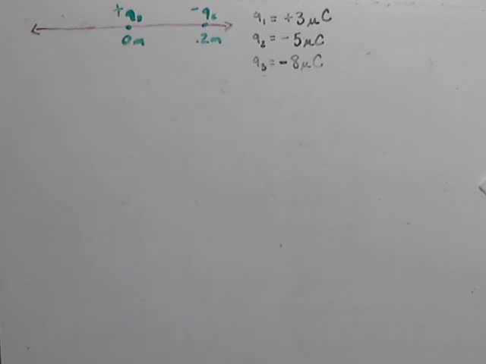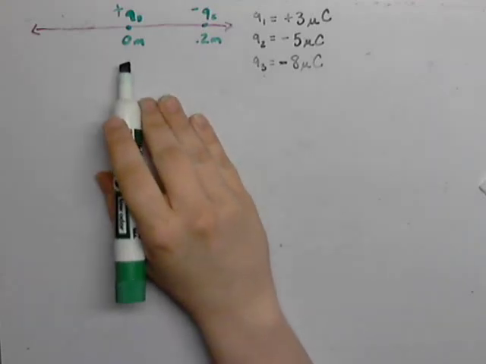This is question 19 in chapter 21. It has 3 point charges on an x-axis. They give us the charge for 3 and the position for 2. The question is, where would we place Q3 on the x-axis in order to get a net force on Q1 to be 7 newtons in the negative x direction?